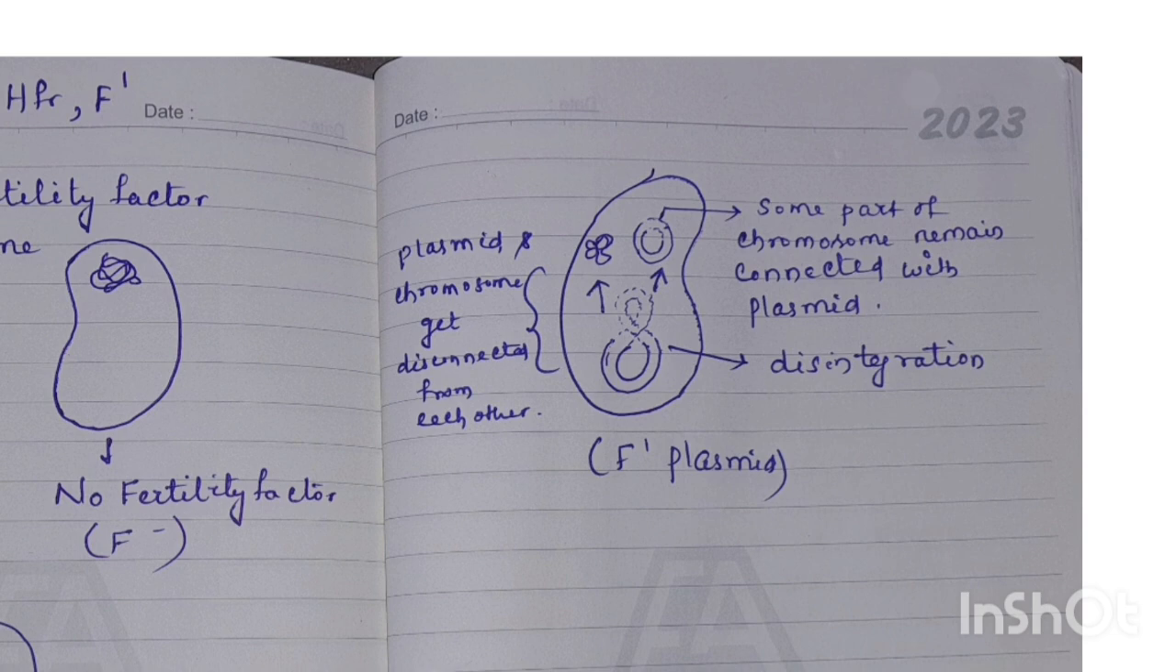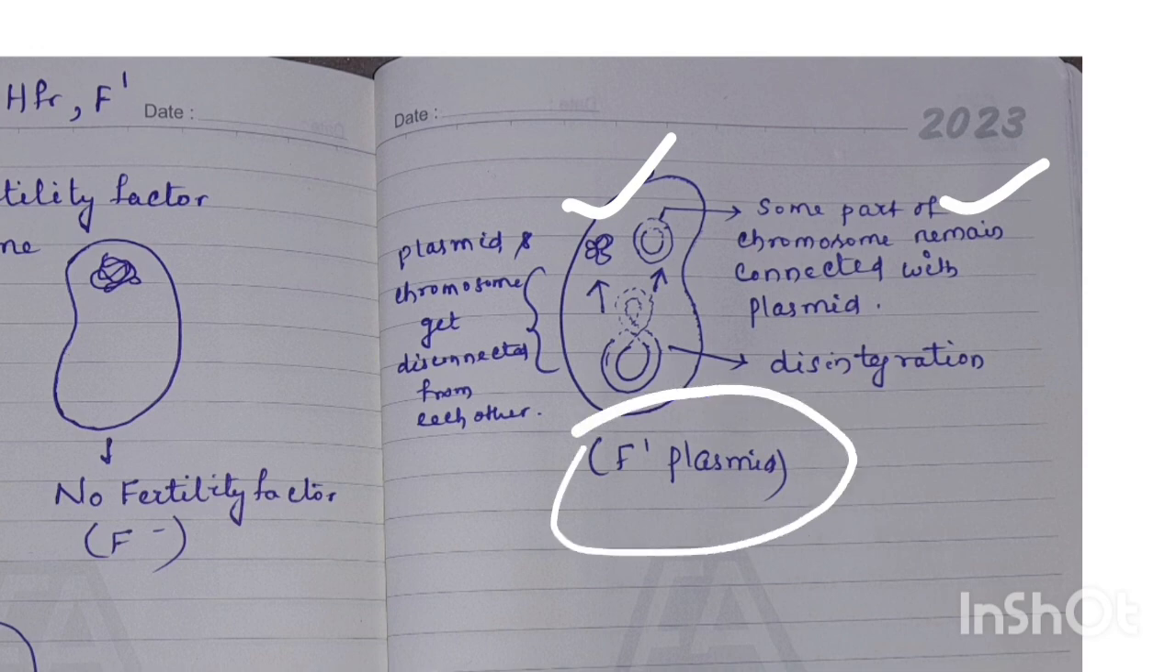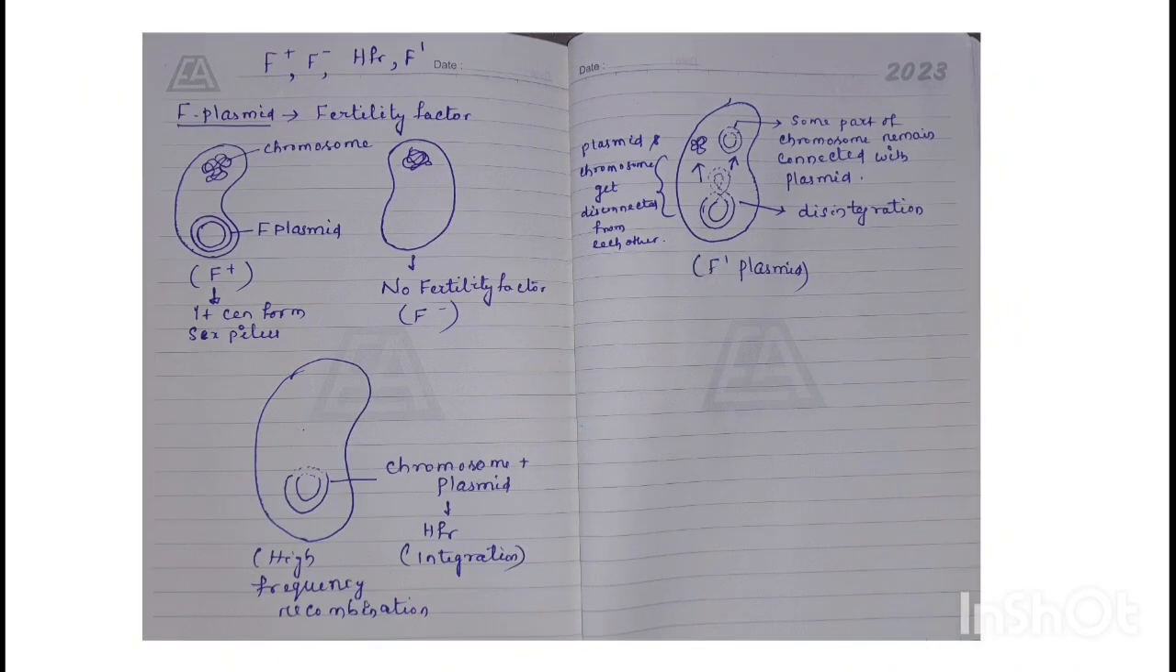Some part of the chromosome remains connected with the plasmid after disintegration. Some parts of the chromosome sometimes accidentally remain connected with the plasmid, and the rest of the chromosome remains free. Okay, so it is the F dash plasmid condition. So it is the overall F plus, F minus, Hfr and F dash. So it is all about conjugation.